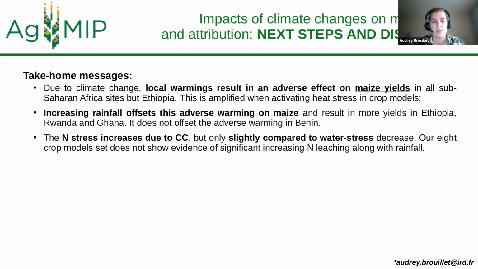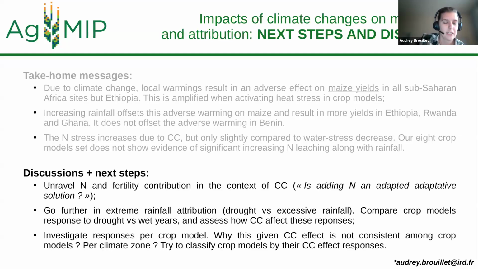And our 8 model set does not show evidence of increasing nitrogen leaching, although it was what we were expecting. So there are still next steps, next ideas, where we have to go deeper in this kind of study, again, whether a challenge or a limitation. One of them, the third dot here, is that we would like to investigate the responses per crop model. We would like to be able to say, okay, this crop model says this is the effect of climate change according to historical simulations, in comparison to this crop model, to be able to orientate how crop models can be used to address such analysis. Thank you very much.